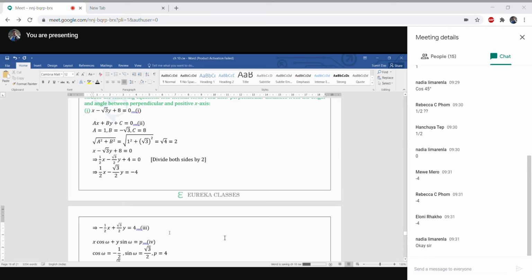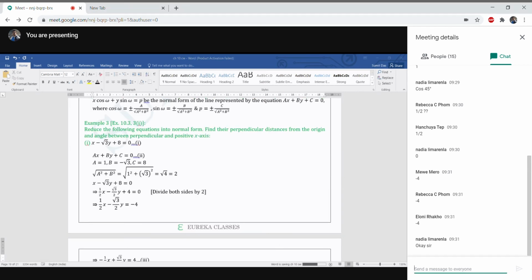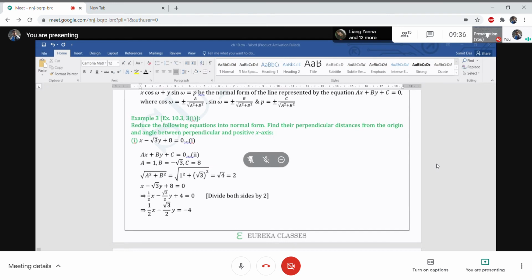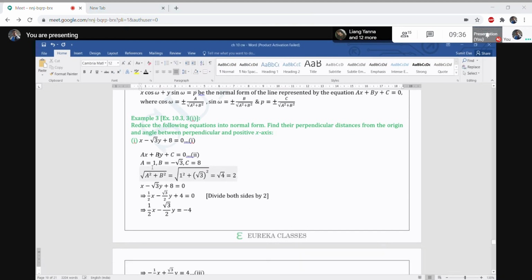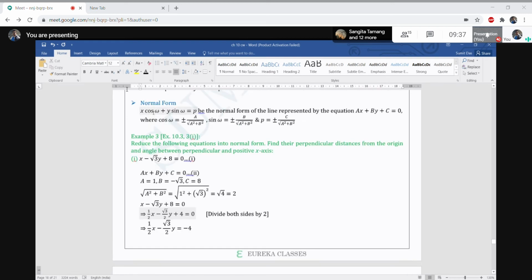Okay, so let me revise this thing again. Whenever we find the equation, we first have to find a square plus b square. After that, in the main equation we have to divide both sides by that square root of a square plus b square. Fine. After that we have to take the constant part to the right side, because we always have to show it like this: x cos omega plus y sin omega equal to p. So p will always be on the right side.